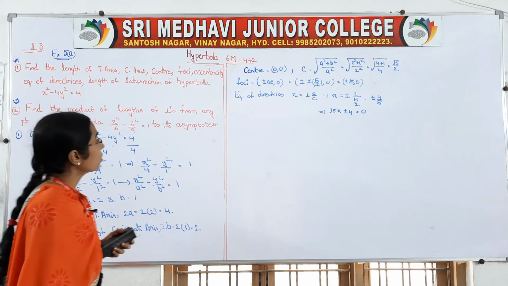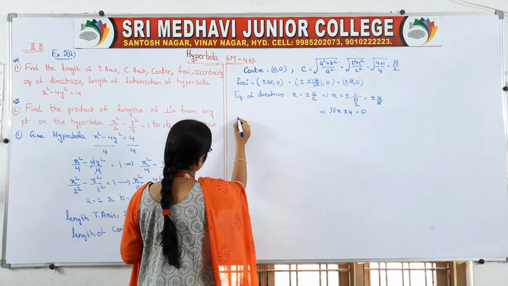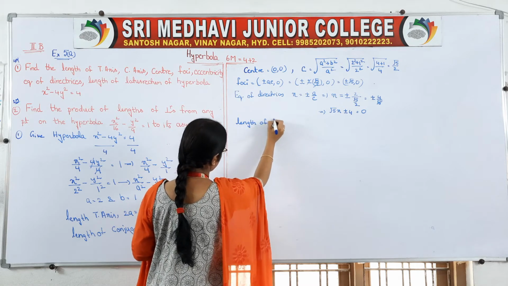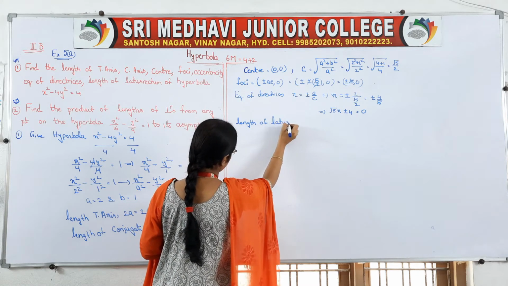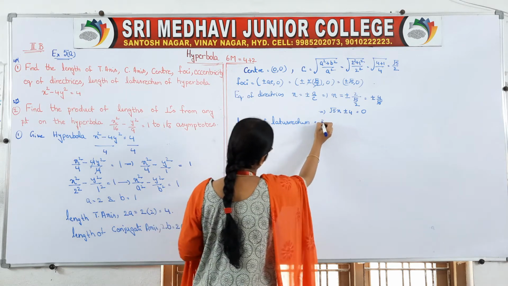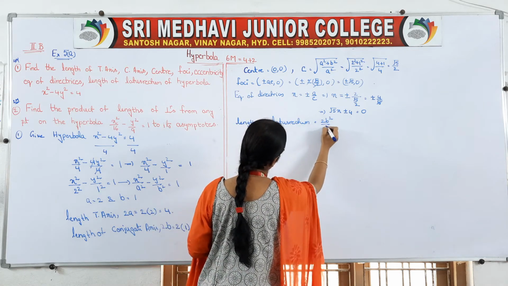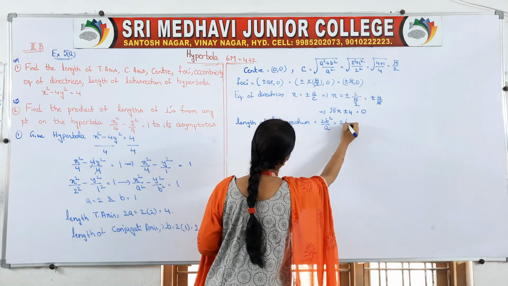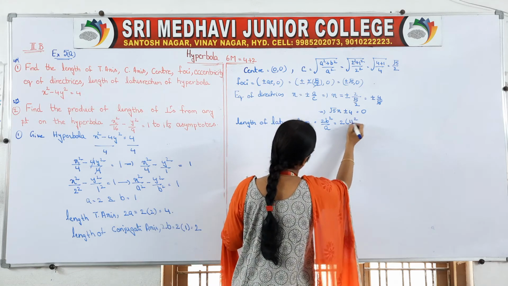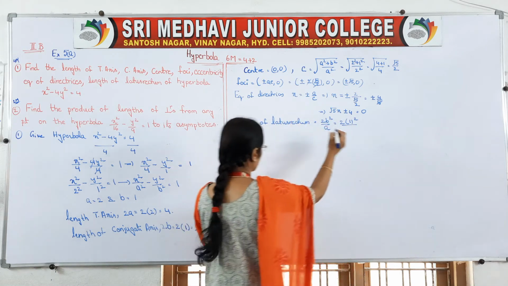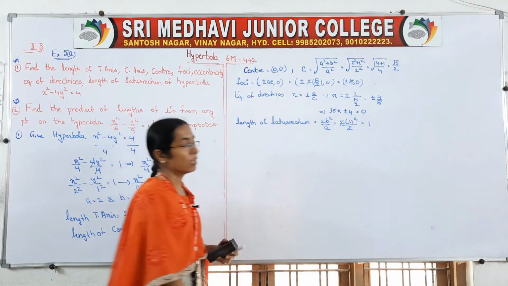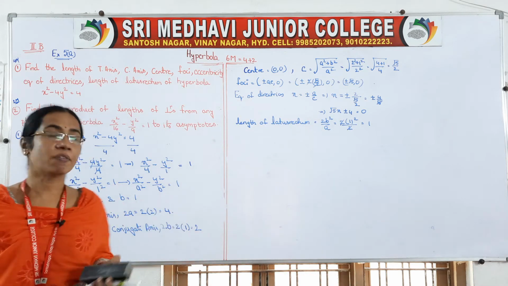And the length of latus rectum is also asked, right. So, the length of latus rectum. What is the length of latus rectum formula? It is 2b square by a, right. So, 2 into b square, b is 1 square, by a is 2, so 2 cancels, and 1 square is 1. Okay, so you got all the values.